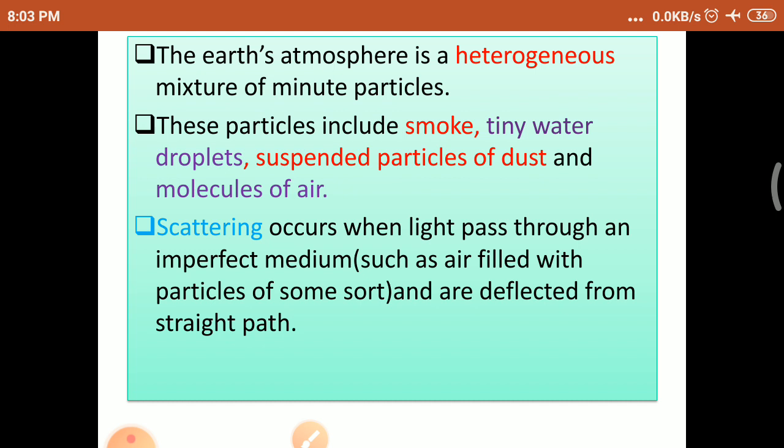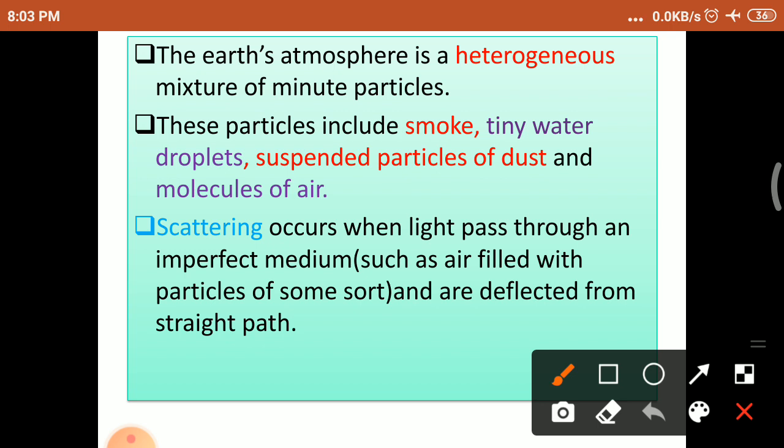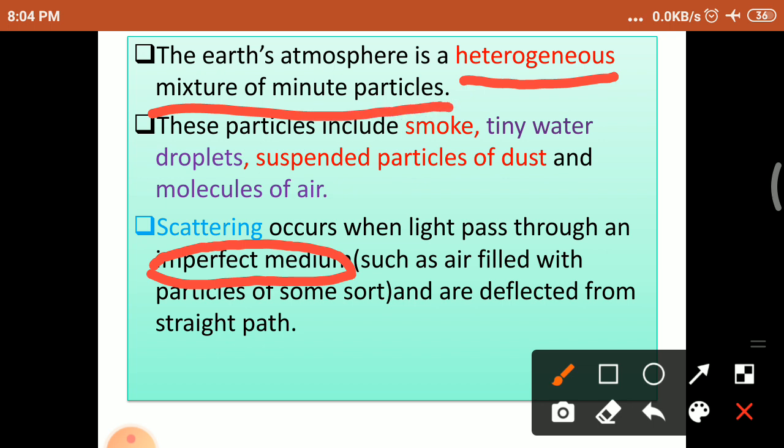So scattering occurs when light passes through an imperfect medium, such as air filled with particles of some sort, and is deflected from its straight path. When will scattering occur? When light passes through an imperfect medium, which is nothing but a heterogeneous mixture of minute particles. So when light enters this medium, the path of the light rays is deflected. That is called scattering.